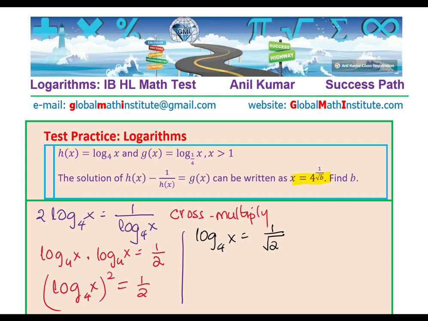Now write it in exponential form: x equals 4 to the power of 1 over square root 2. So if you compare this with 4 to the power of 1 over square root b, you can clearly see that b is equal to 2, correct? So b equals 2 is our solution. Perfect. So that is how we get it. I hope it makes sense.